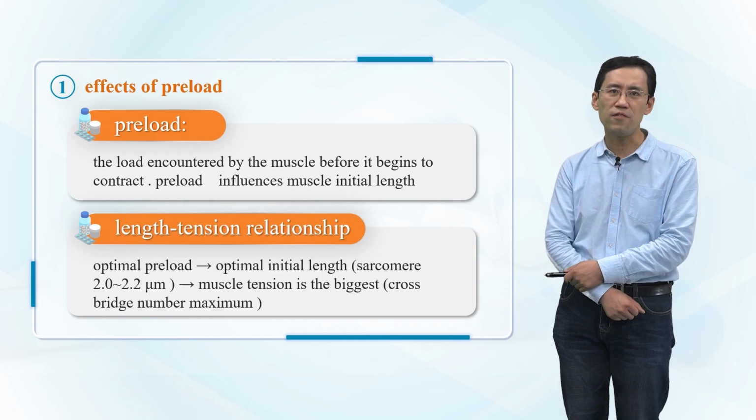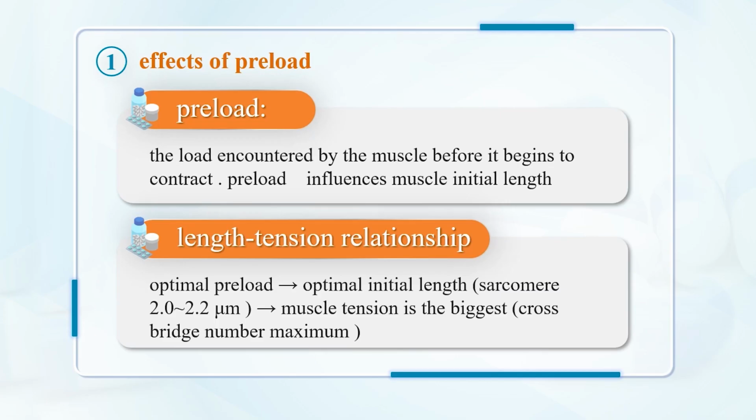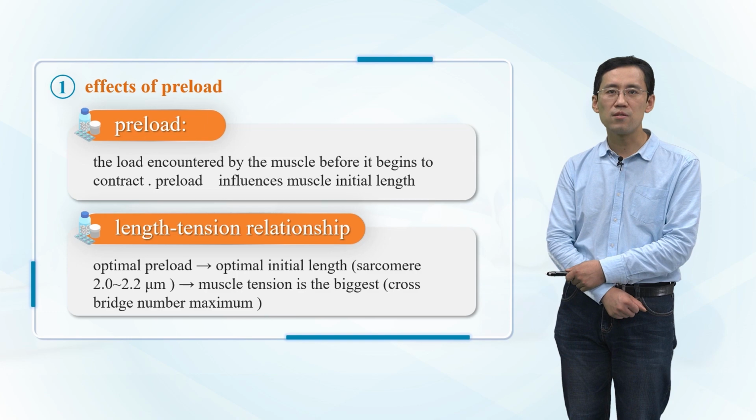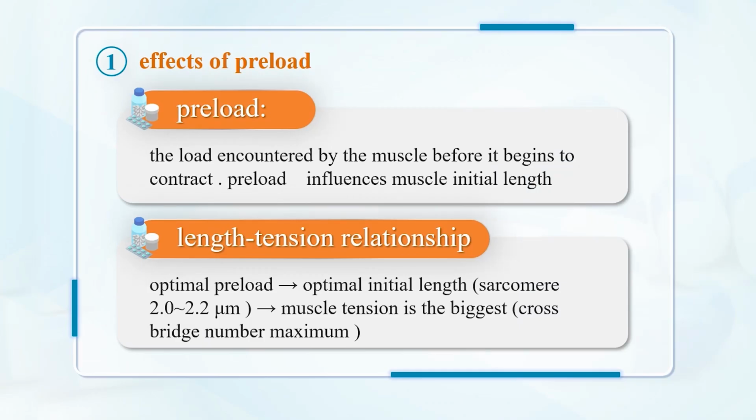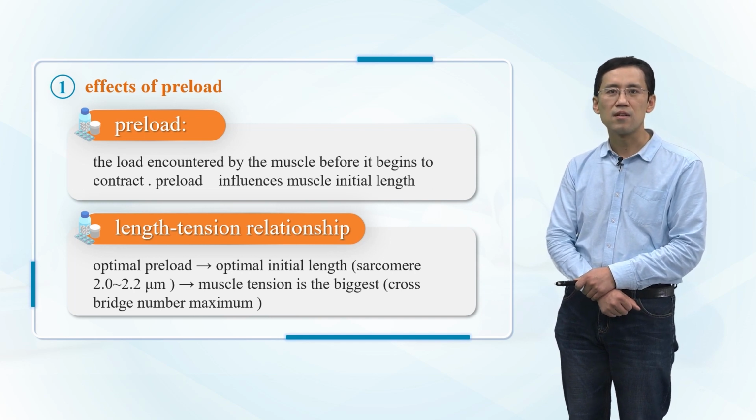So let's see the effect of preload. The concept of preload is the load encountered by the muscles before it begins to contract. Preload influences the muscle's initial length. So there's a key point: initial length, the length-tension relationship. There is an optimal preload, an optimal initial length.